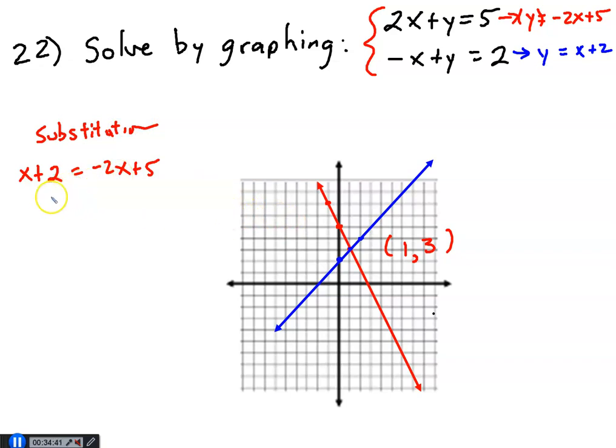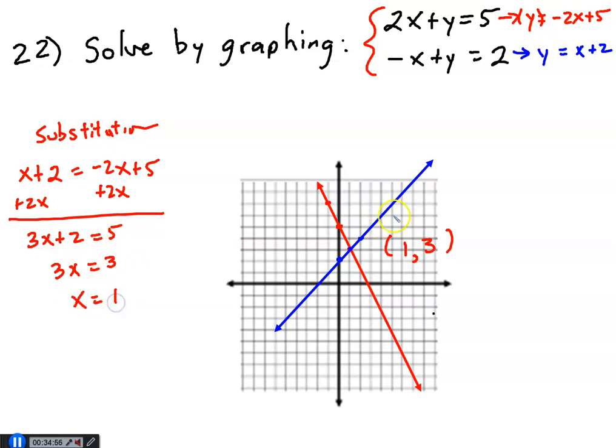All right, so solve for x. So I'm going to add 2x to both sides. 3x plus 2 is equal to 5. 3x is equal to 3, subtracting 2, x equals 1, that checks. And now I can find y, doesn't really matter which one I pick, if you let x be 1 in the bottom, you get the y. So it checks out with substitution.